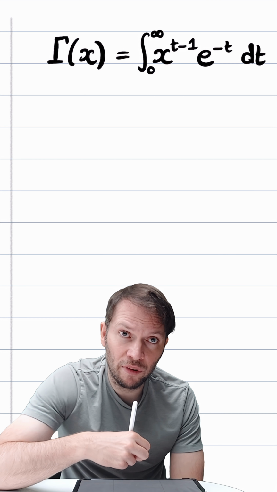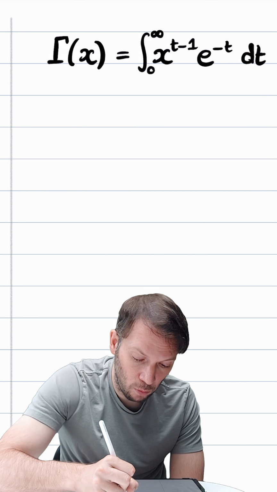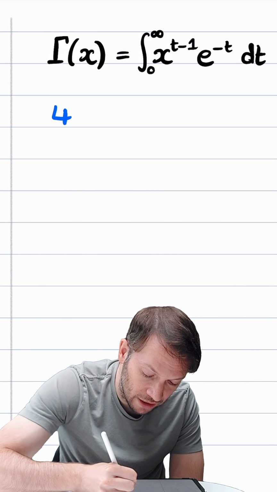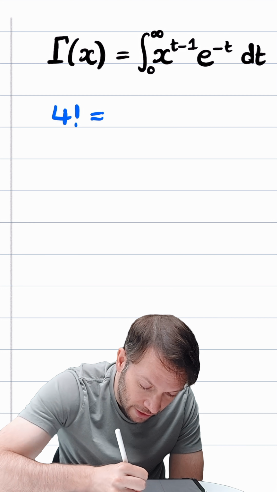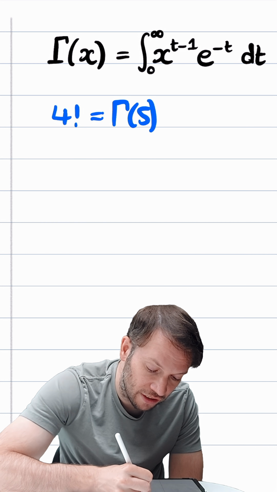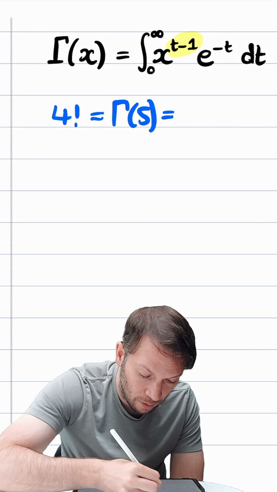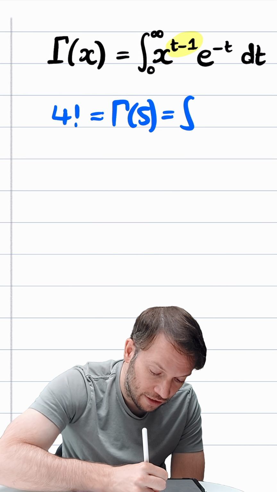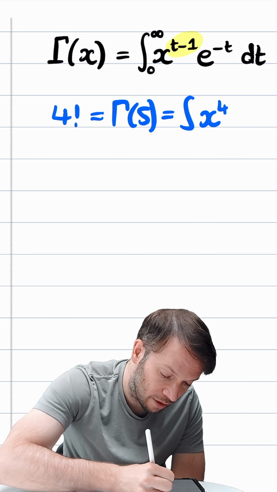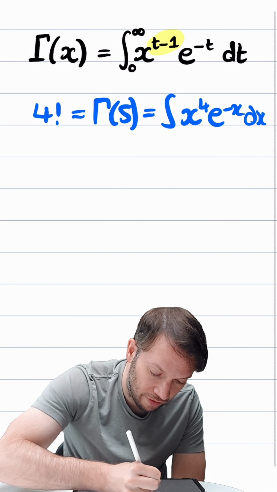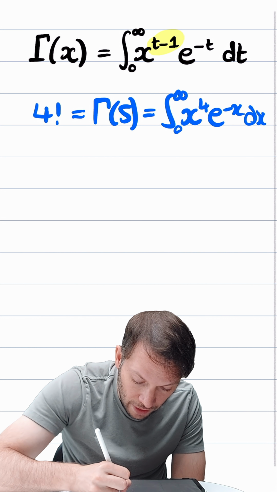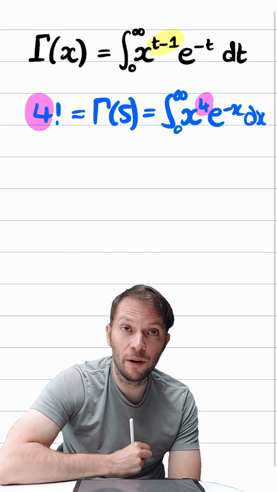Now, annoyingly, the gamma function is offset from the factorial function by 1. So for example, if we wanted to find 4 factorial, that's gamma of 1 more than it, which is gamma of 5. But conveniently, because this is t minus 1, we end up with the integral of x to the power of 4 e to the minus x dx between 0 and infinity, where you can see that this number here matches the power of the x there.